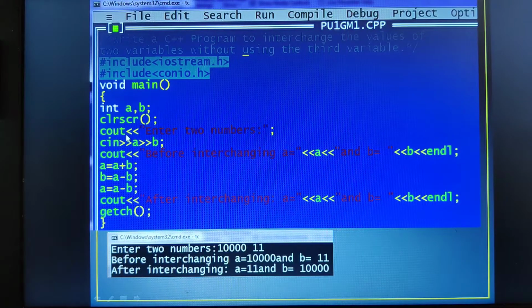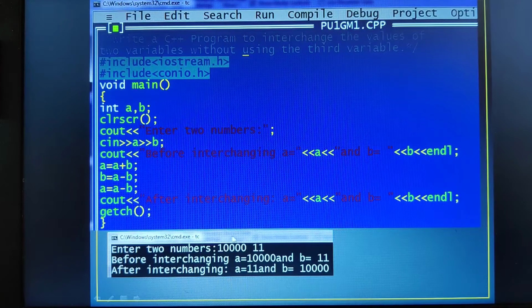Then next comes the printing statement, that is cout statement, followed by which operator is it? Followed by the stream insertion. So this stream insertion, whatever is given in the string constant, the same exact text as it is will be printed onto the output screen. So therefore, enter the 2 numbers.